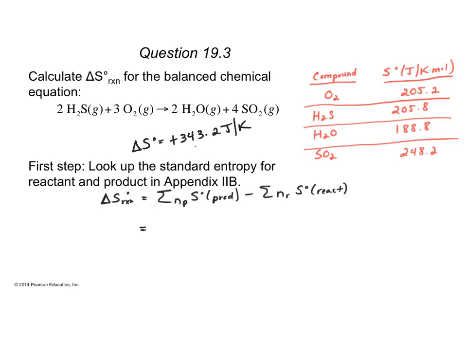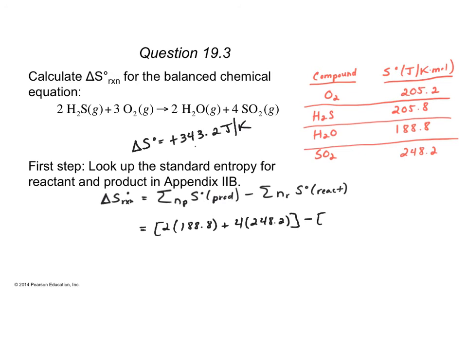Okay, so go ahead and plug in these values to show the math specifically on how we got here. So we're going to start with our products. So the products are always on the right side. I'm going to start first with the water. I have 2 times the standard molar entropy of water, which we look up in the table, of 188, plus 4 times the standard molar entropy of SO2, which in the table is 248.2. So done with the products.